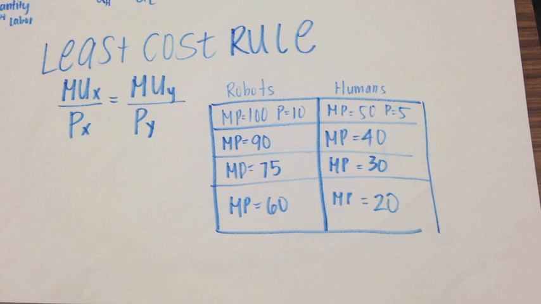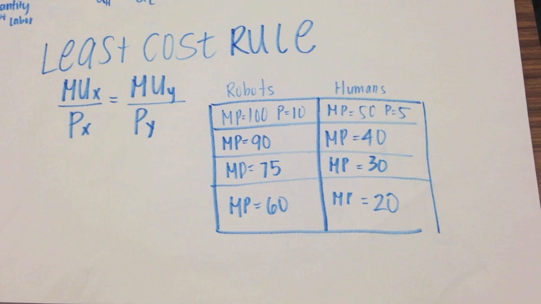So if you're comparing robots and humans, if you first look at the first robot you would hire, it gives you a marginal utility of 100 and the price is 10. That gives you an overall ratio of 10. Now if you look at the first human you would hire, it gives you a marginal product of 50 over a price of 5. Now for this first one, since they're equal, it wouldn't necessarily matter which one you'd hire, but you would hire both of those first, and that would give you $15 spent and $10 left over.